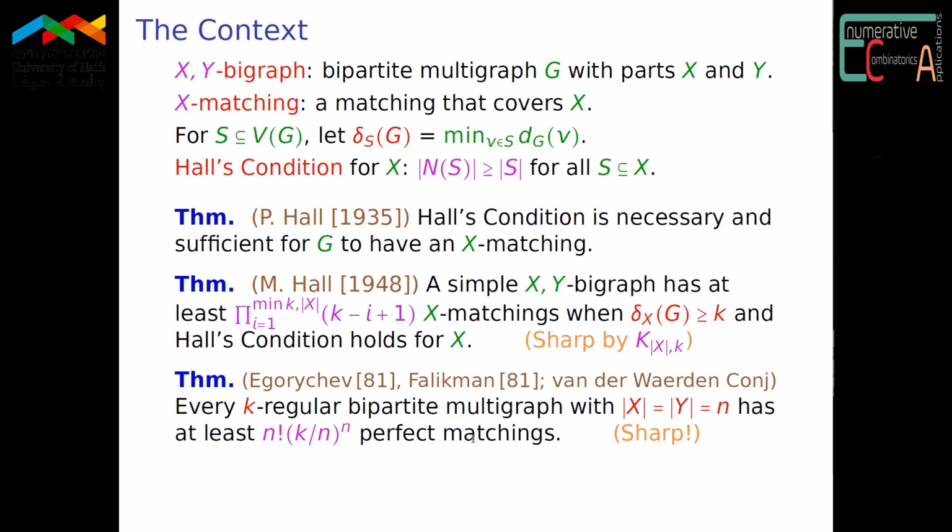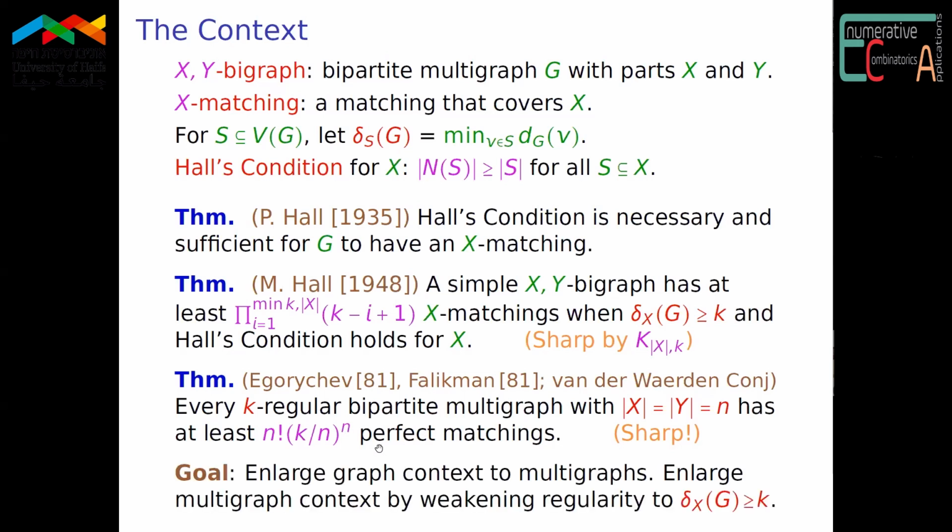And our goal here is to enlarge the graph context of where we have this lower bound to the setting of multigraphs, and to enlarge the multigraph context by weakening the condition of regularity to a condition where we're interested in just minimum degree of the vertices in X.